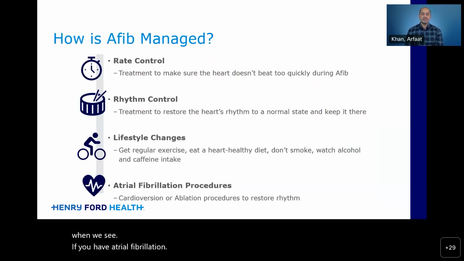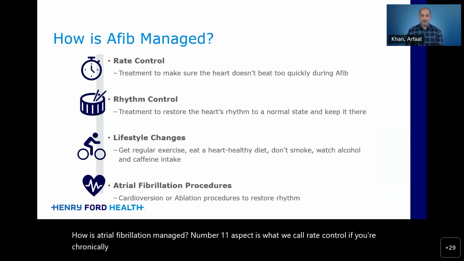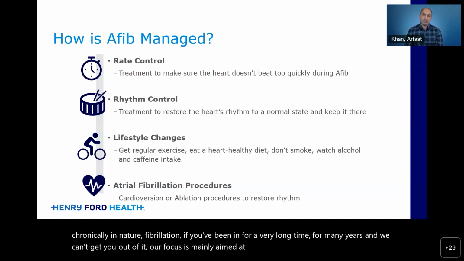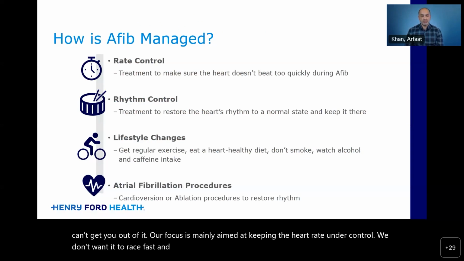Now, how is atrial fibrillation managed? Number one aspect is what we call rate control. If you're chronically in atrial fibrillation, if you've been in it for a very long time, for many years, and we can't get you out of it, our focus is mainly aimed at keeping the heart rate under control. We don't want it to race fast. And typically we can give medicines for this, or as a last resort, a pacemaker.